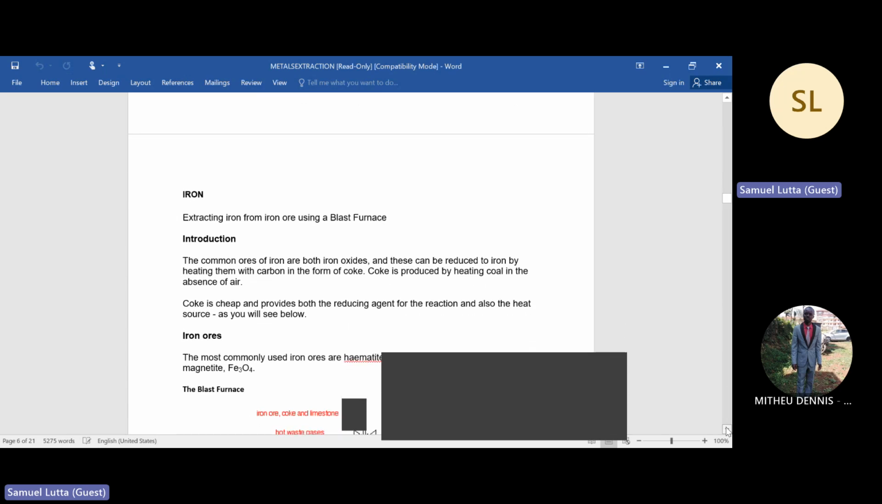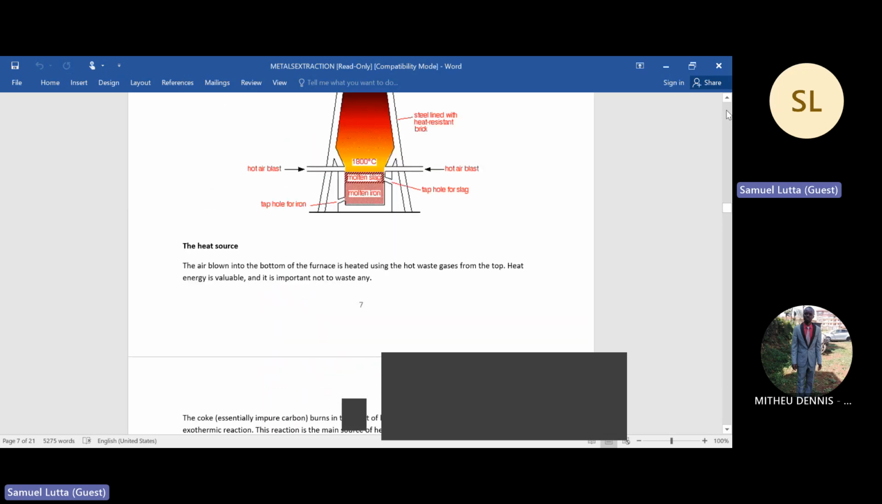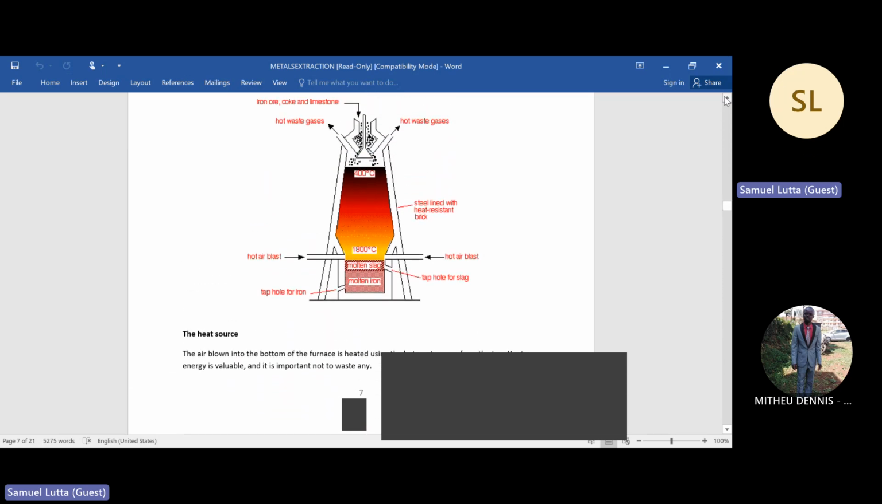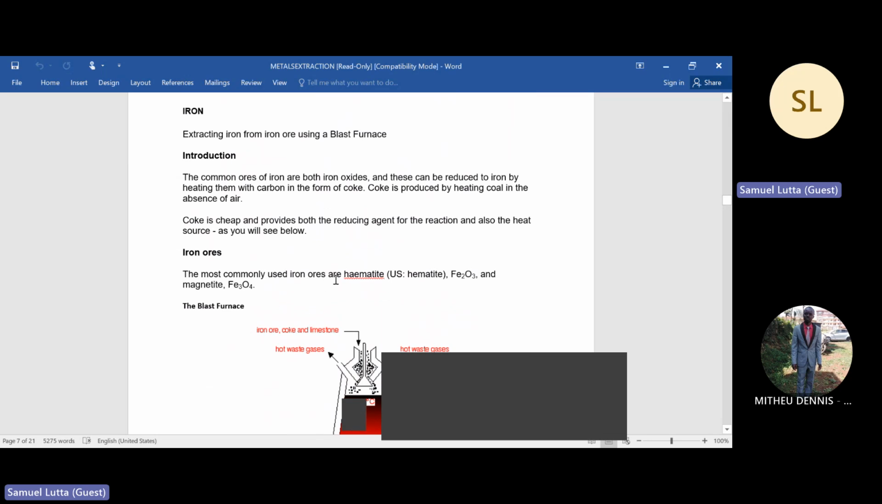Then I think you want to look at iron. Iron is normally extracted using what we call a blast furnace. Those of us who teach chemistry in high school, I think this is something that is done in high school. It's a process called a blast furnace. The common ore for iron is called hematite.